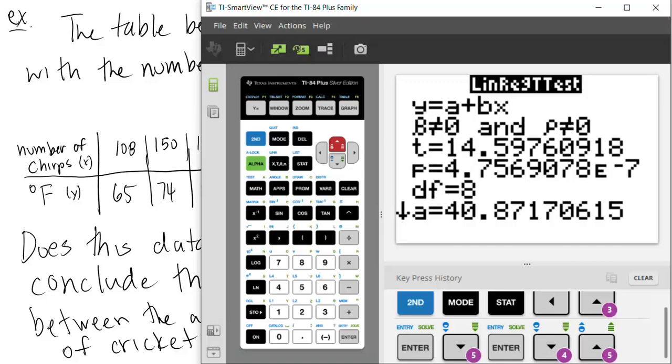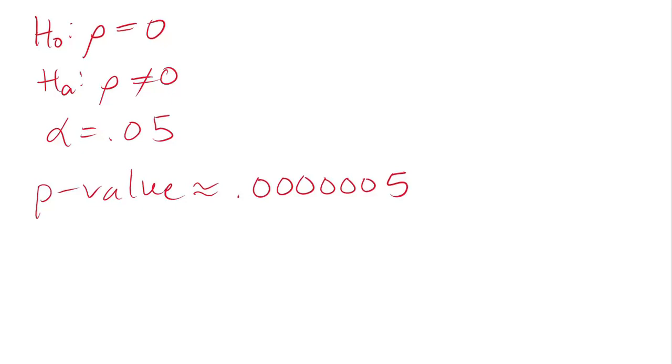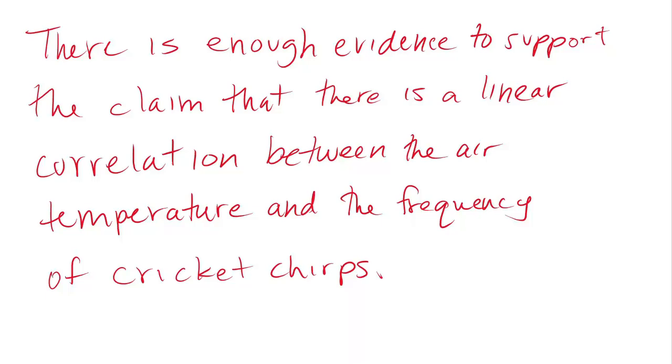The p-value is around 0.000005. That's way smaller than any reasonable value of alpha. I don't even need to know what alpha is. We're definitely going to reject the null hypothesis here. And that means we're going to support the claim that there's a linear correlation between these two variables, which nerds like me think is interesting, that you can predict the air temperature based on how often a cricket chirps. And we've got to know what that relationship is, right? It's just too interesting not to look it up. So let's see what our model predicts.